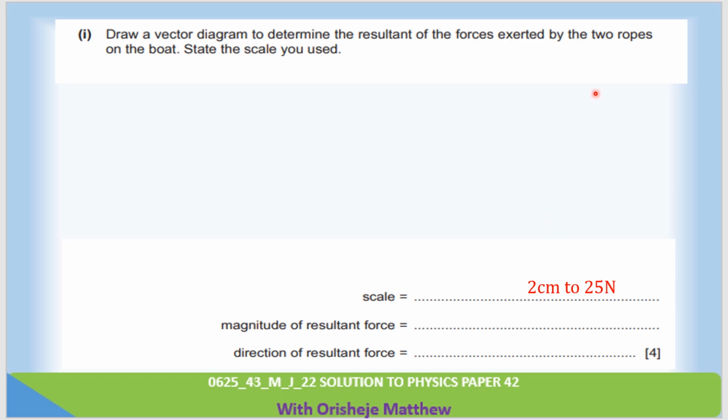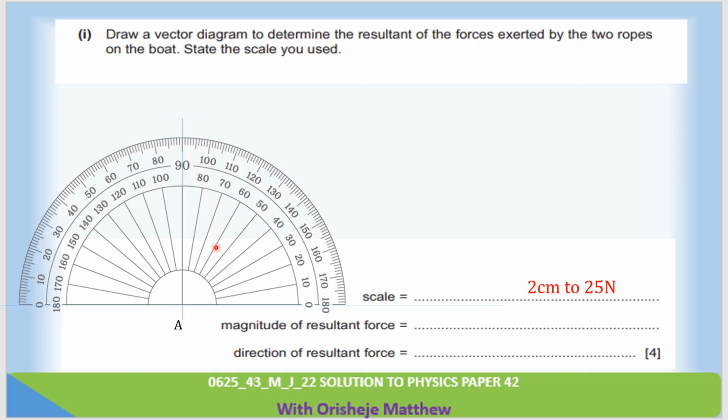So if you have 75 Newton, 75 Newton will give me 6 cm. How many 25 is in 75? 3. So 3 times 2, that's how I have 6 cm. So that means each line will represent the tension. So I have this, you have the vertical, 60 degree to the horizontal.